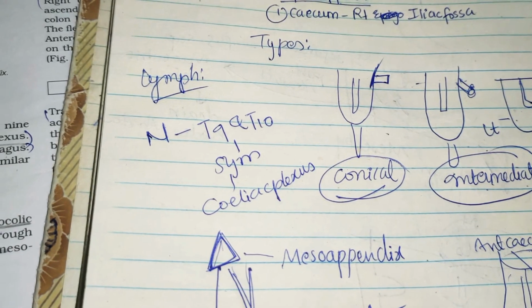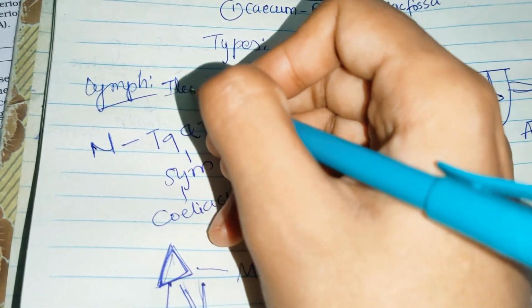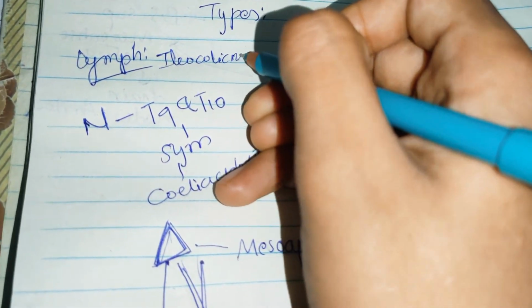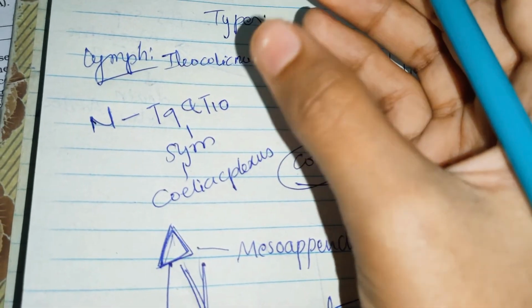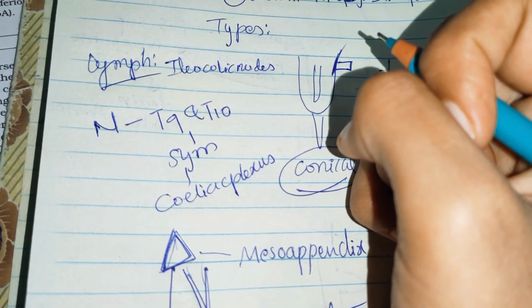Finally, coming to lymphatic drainage. The lymph of the appendix drains into the ileocolic nodes. But a few of them may go directly to the appendicular nodes, which are situated in the mesoappendix.